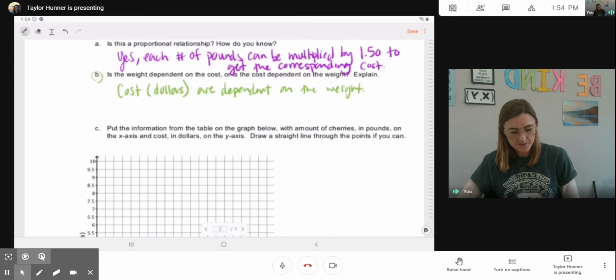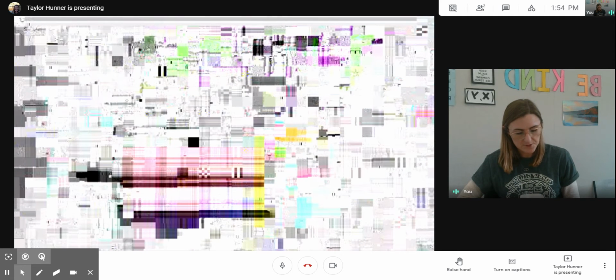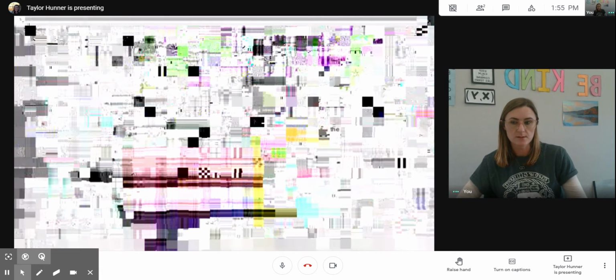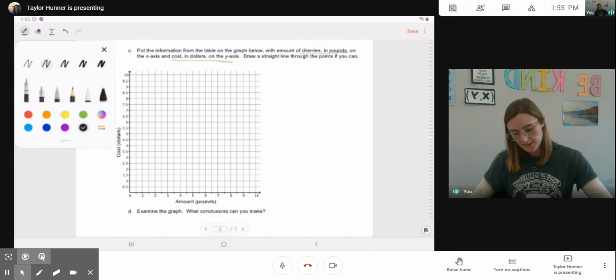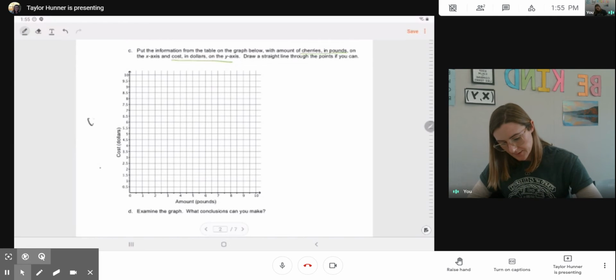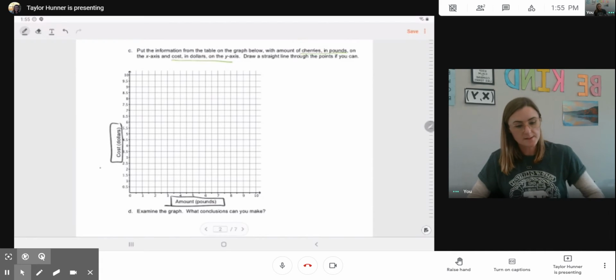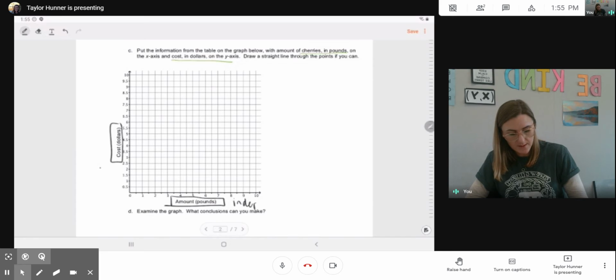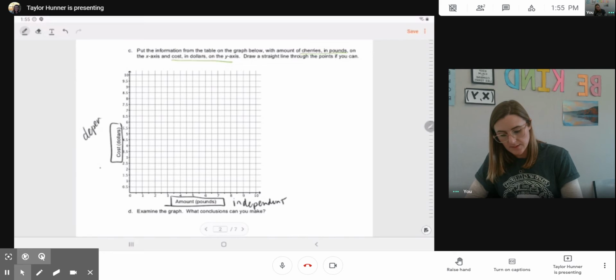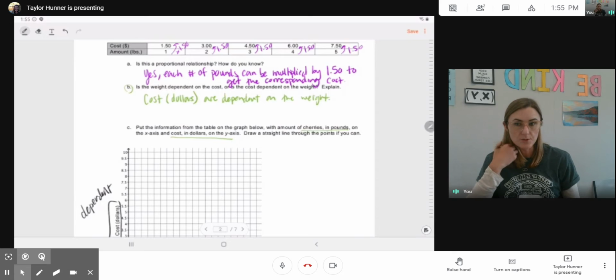Put the information from the table on the graph below with the amount of cherries in pounds on the x-axis and the cost in dollars on the y-axis. So that means I need to label my cost in dollars here. Oh, actually it already did it for us. So cost in dollars is on the y-axis and amount of pounds in cherries is on the x-axis. The x-axis is always going to be the independent variable and the y-axis is always going to be the dependent variable.